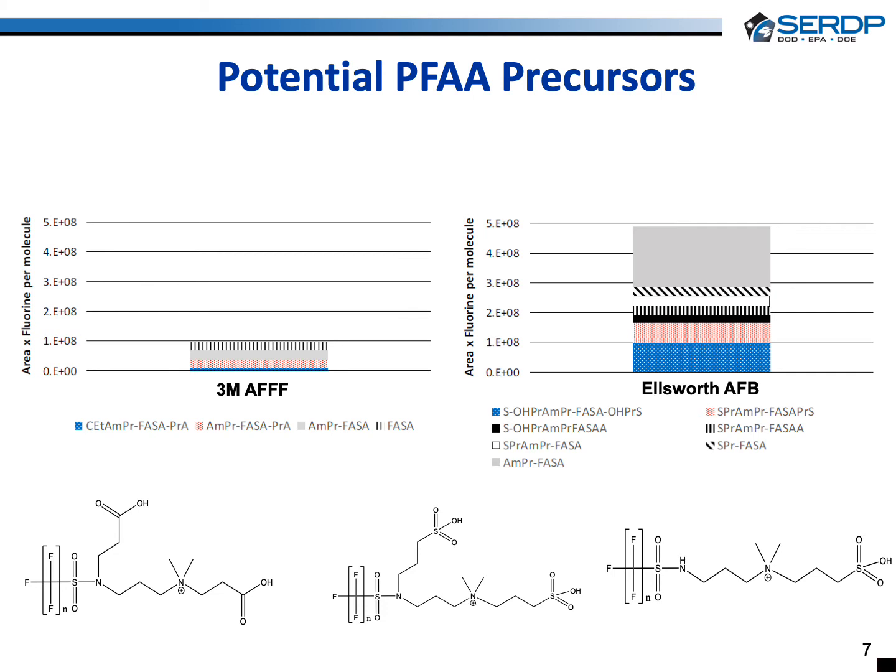I think the other thing I want to point out is that in the Ellsworth Air Force Base groundwater, you have about 5 times the number, at least based on an area count, of these compounds present than in the 3M AFFF. So one might think, looking at this, that the Ellsworth Air Force Base groundwater would, upon oxidation, maybe generate more of these perfluoroalkyl acids. So we're going to look at this and see, knowing these are the polyfluorinated compounds in each of these two waters, what happens when they undergo electrochemical treatment.